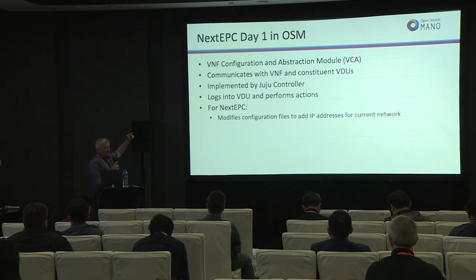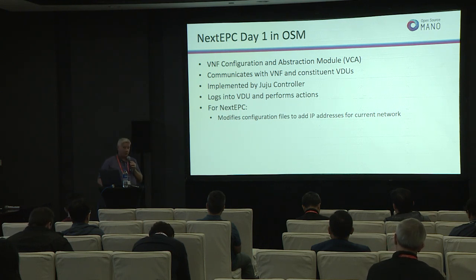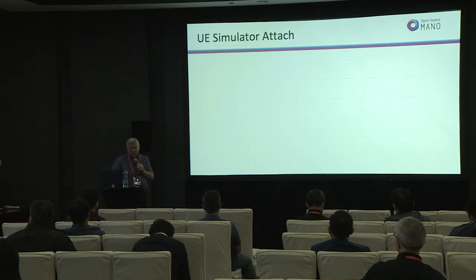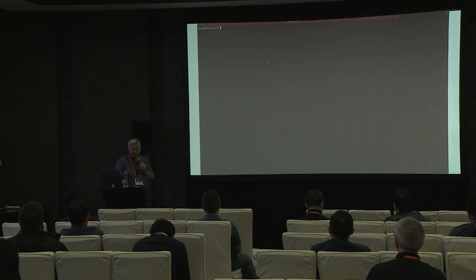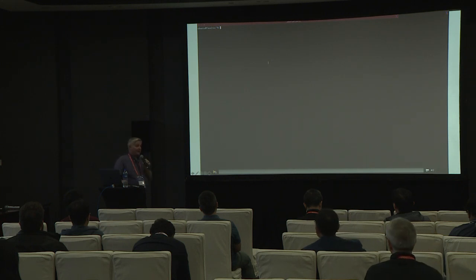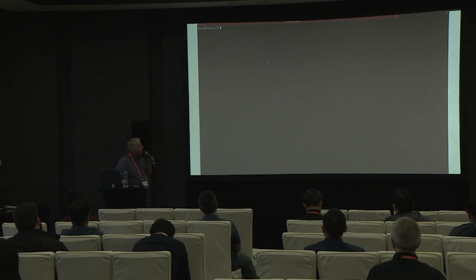As I mentioned, in OSM this is implemented by a Juju controller, and it logs into the VM and performs actions. In this demo, really all it did was modify configuration files to add the IP addresses for the current network and restart the services so that they could find each other. This one is not quite as interesting because I didn't use a real cell phone and it's more command lines. But basically, this is my faux LTE VM again. I've logged into it a couple times. You'll see a couple terminals in a moment.